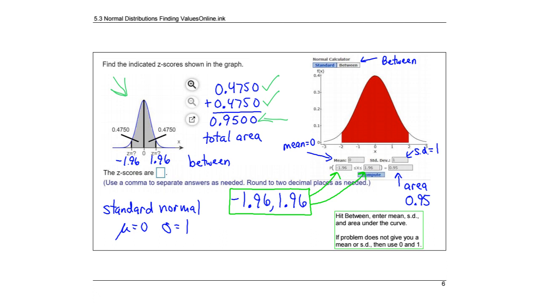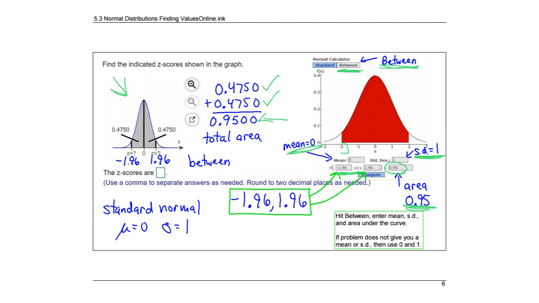But now I have to use between, right? And so we're going to click on the between here in the normal calculator in StatCrunch. They didn't give me any mean or standard deviation, so I'm going to leave that at the mean at 0 and the standard deviation at 1. I'm looking for the z-scores, so I'm not going to put anything in these boxes on the left. I'm going to put my area that I found up above, the 0.95. I'm going to pop that into the right-hand side and hit compute. When I do that, it's going to give me the two z-scores.